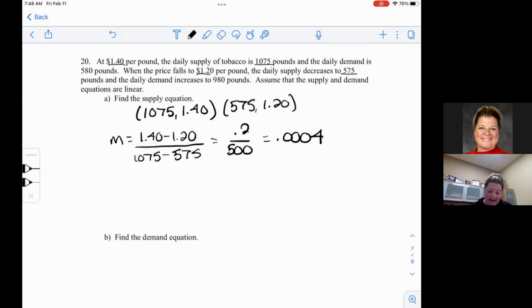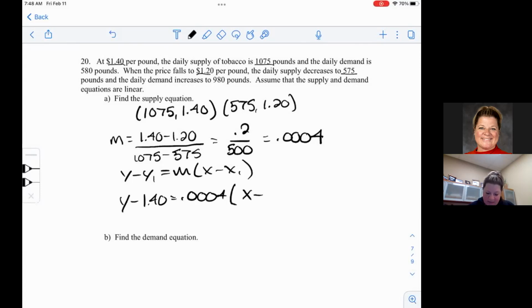Okay, and then I can use my point slope equation. So remember that one goes y minus y1 equals m times x minus x1. And we put one of the points in and that slope we found. So y minus, if we just use the first point, it was $1.40 equals our slope is 0.0004 times x minus 1,075. So we can simplify this equation or we can leave it like this, like we're done. But usually we want to put it in y equals form.